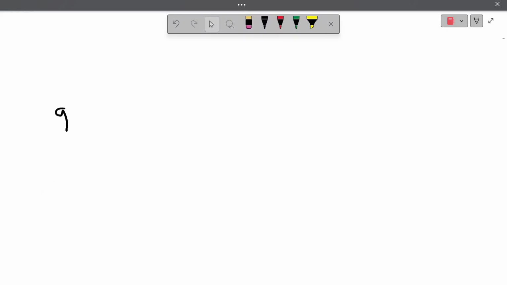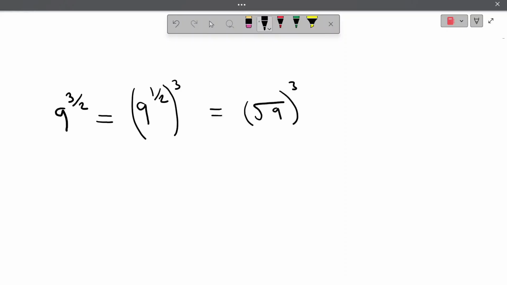So what about we have 9 to the power of 3/2? Well, 9 to the 3/2 is actually the same as 9 to the power of a half, cubed. And that's then the same as the square root of 9, cubed. The square root of 9 is 3. So then we have 3 cubed, and 3 cubed is 27.